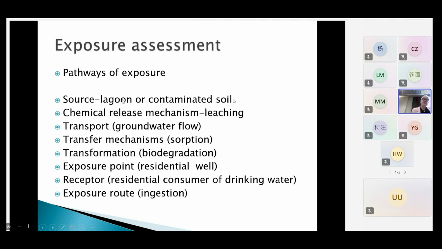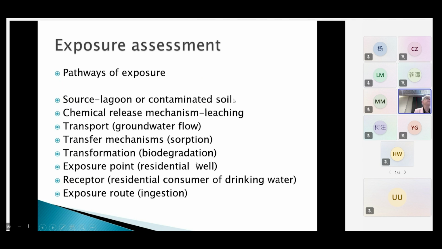So what is the source? Where is the chemical initiated? Is it a lagoon? Is it contaminated soil? Is it in the groundwater? Things like this. And then how is it going to be transported? Is it going to move from the soil to the groundwater? Has it already moved from the soil to the groundwater? Or is there the potential for absorption that might slow down the movement of the contamination? Is there the potential for biodegradation?